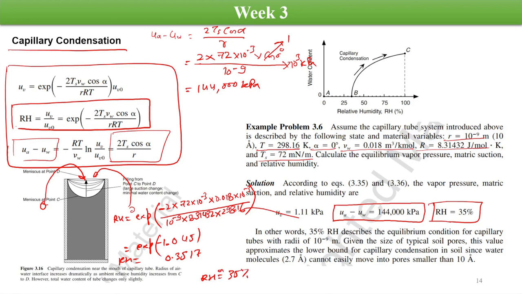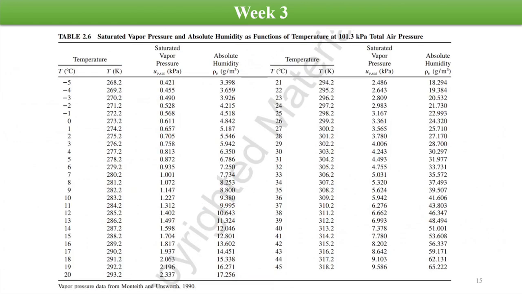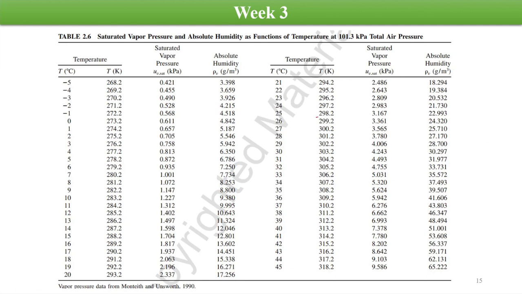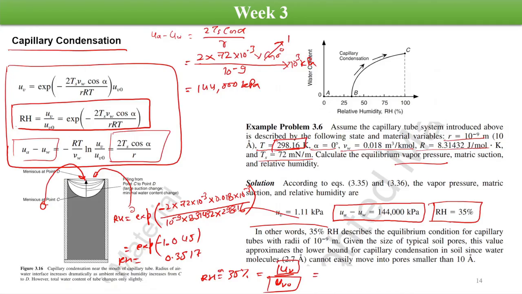If we know the value of relative humidity, then we already know the value of UV upon UV naught. Here we were asked to calculate the vapor pressure. So we know the ratio, the relative vapor pressure or the relative humidity. The UV we do not know, but we know the value of UV naught from this table. For the temperature 298.16 in this table, this is approximately 298.16. Corresponding to that, the UV saturation is provided as 3.167 kPa. So from here, we can write UV is equal to 3.167 multiplied by 0.35. That will be 1.08 kPa, so say 1.11 kPa.